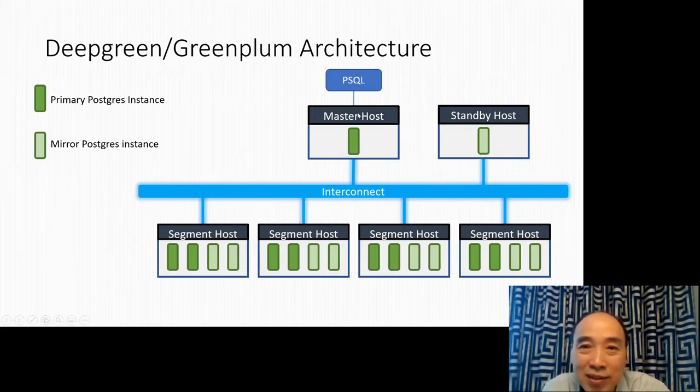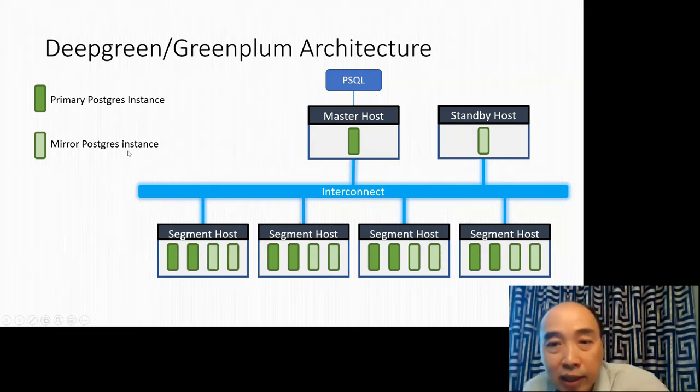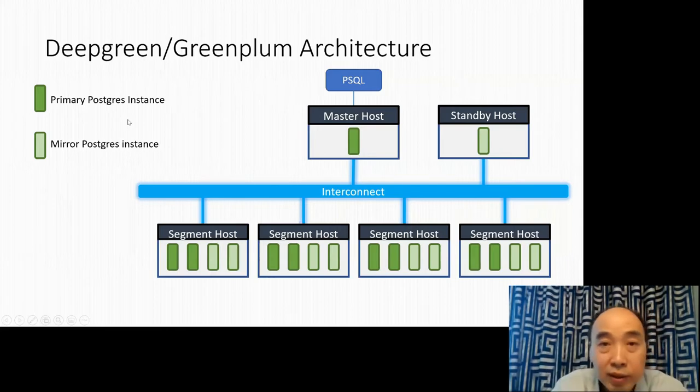The master gets the SQL and makes up the plan, and then it distributes the plan to all the hosts to work. And the standby host is just there in case the master is down. Then PSQL would connect to the standby via some DNS magic, depending on the customer and how they do it. It may be manual, maybe by DNS. Okay, so next.